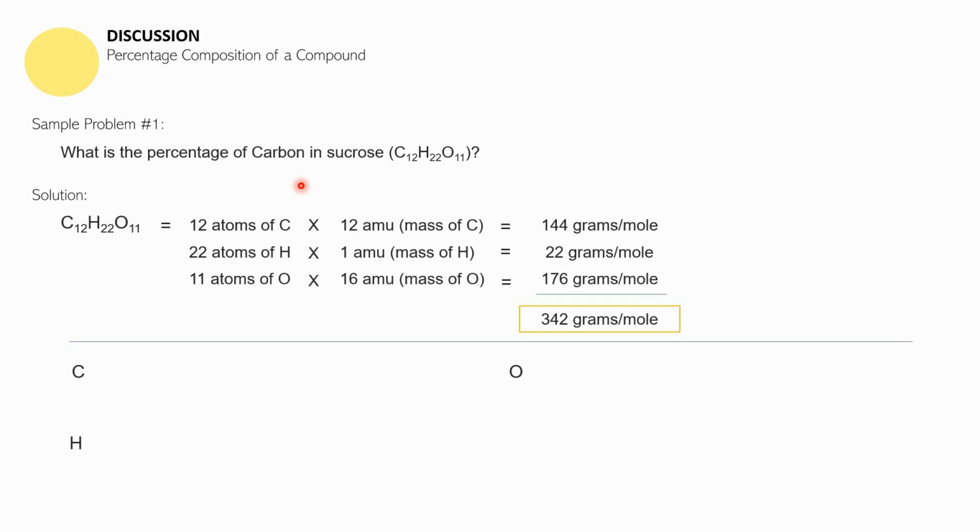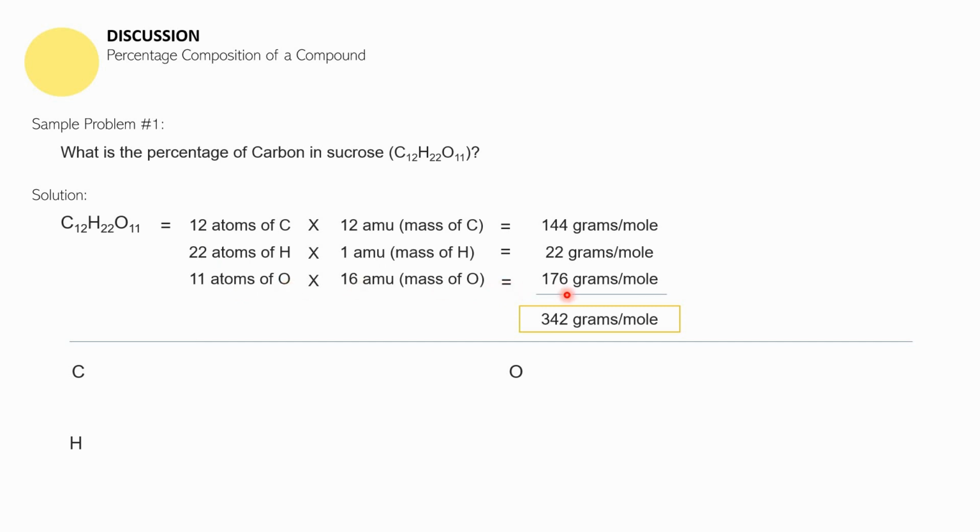Basically, ganun na yung gagawin din natin dito. Okay, so ito, 144 grams per mole of carbon. This 144 represents the total amount of carbons na present doon sa compound in terms of mass. Doon sa buong compound, 22 grams per mole lang yung representation ng hydrogen. And then 176 grams per mole naman yung representation ng oxygen. So in terms of subscripts, pinakababa yung value ng oxygen.